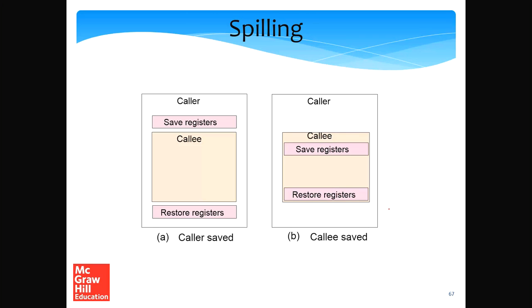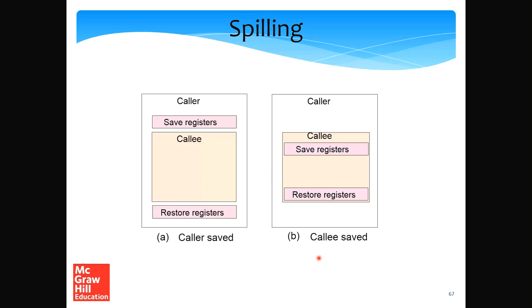So conceptually, in a caller saved scheme, the way it works is something like this: we first save our registers, we store them to memory, as you can see over here. Then we call the callee function, and then we restore the values of the registers.